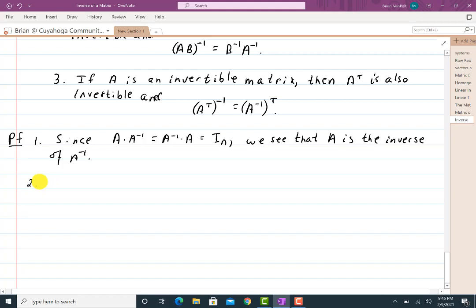For the second one, let's take a look at AB times B inverse A inverse. Well, I can use associativity to get the following. And then I'll get A with an I sub n in between it. So I guess you could do that, but then I can reassociate.